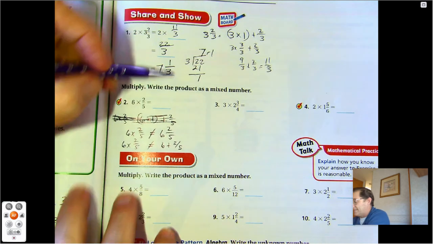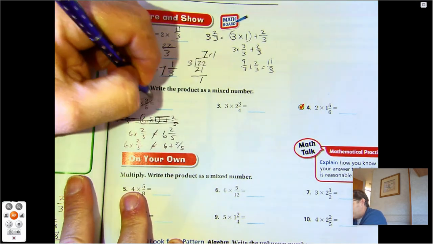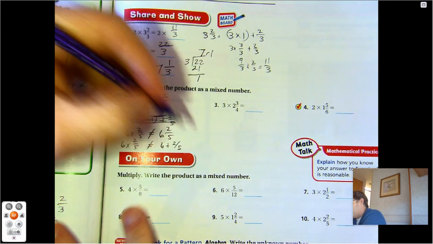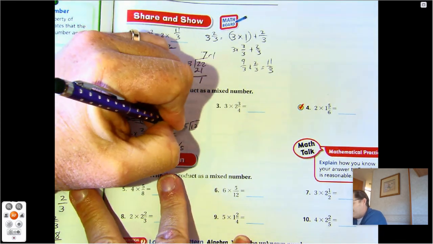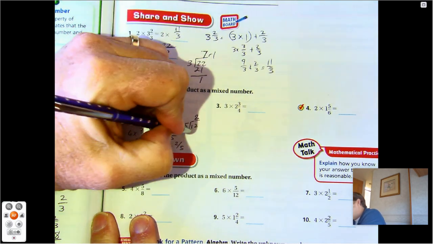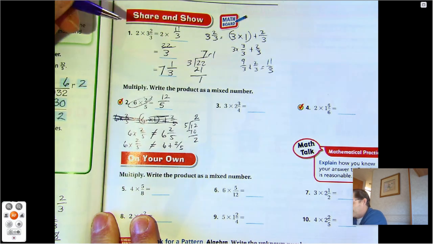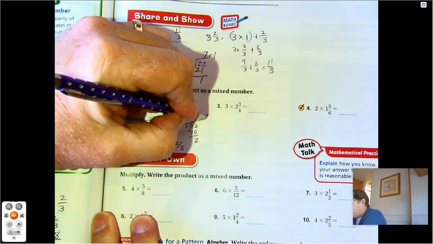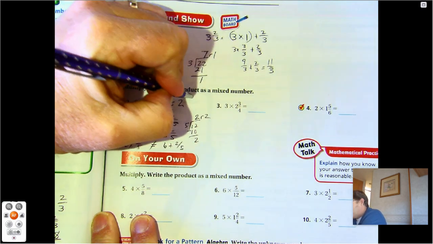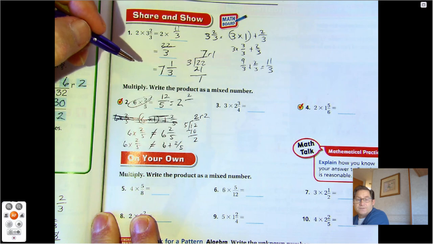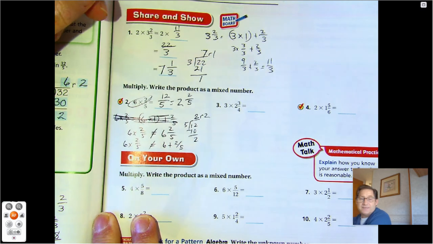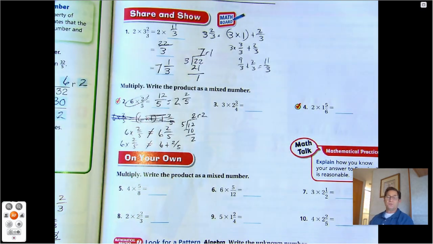All right, so 6 times 2/5. 6 times 2, 12 fifths. Okay, so now 12 divided by 5. How many 5s can I take from 12? 2, with a remainder of 2. So 2 is the whole number. The remainder 2 is the numerator. And the divisor 5 is the denominator. So 2 2/5.